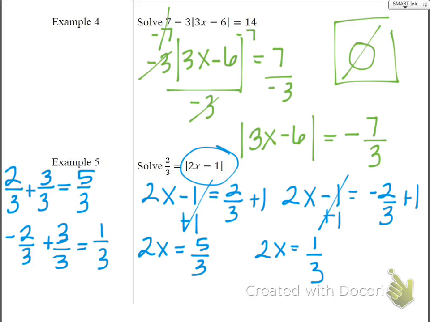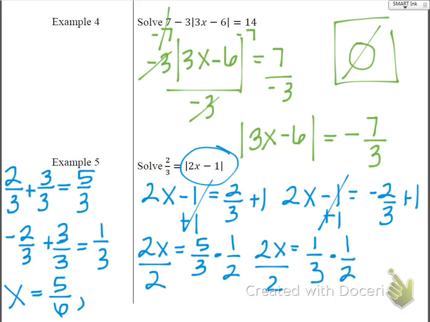So far, so good? Okay. Last thing is you're going to want to divide both sides by 2. Now, dividing by 2 is the same as multiplying by what? 1/2. So it's the same as multiplying both sides by 1/2, which means my two answers are going to be 5 over 6 and 1 over 6. And that's it.